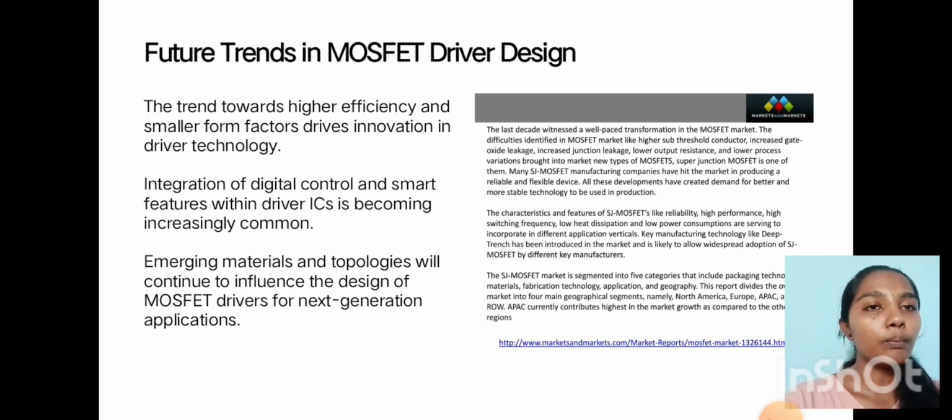Future trends in MOSFET driver circuits. The trend towards high efficiency and smaller form factors drives innovation in driver technology. Integration of digital control and smart features within driver ICs is becoming increasingly common. Emerging materials and technologies will continue to influence the design of MOSFET drivers for the next generation.